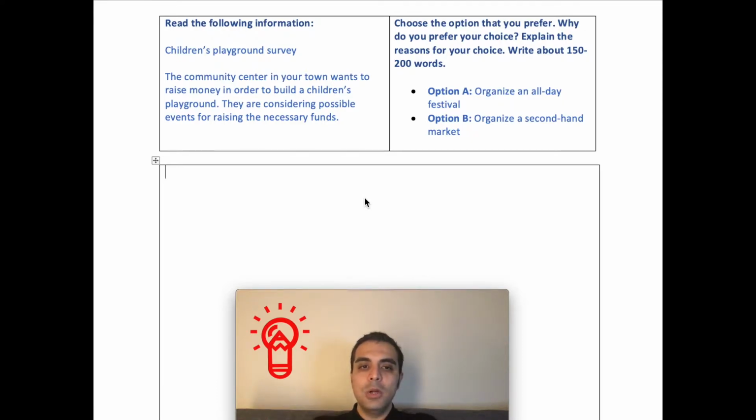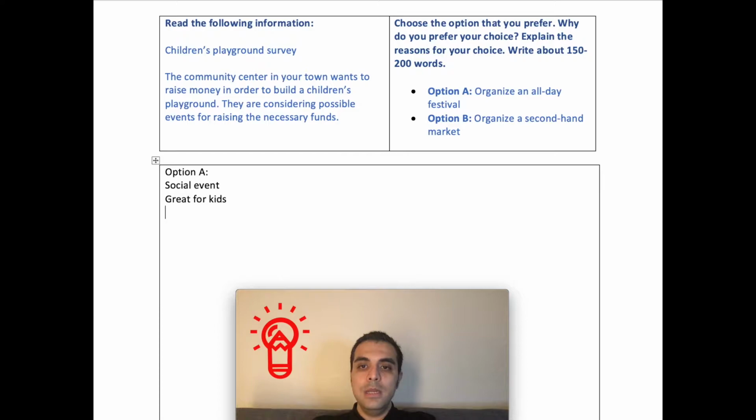Now, in this case, I'm going to write down my reasons. So I'm going to go with option A. Let's see, organizing an all-day festival. What advantages or possible disadvantages would that have for the city or the people who live in the city? Let's take a look. So it can be a nice social event. So that's one advantage, all-day festival. And it could be great for kids. Kids enjoy festivals.